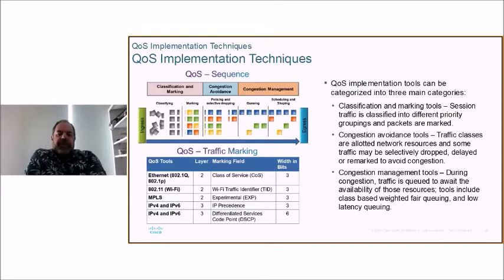Okay, implementation techniques. So the tools can be categorized into three main categories. So classification and marking tools. So session traffic is classified into different priority groupings and packets are marked. Then you've got congestion avoidance tools. So traffic classes are allotted network resources, and some traffic may be selectively dropped, delayed, or remarked to avoid congestion. Then you have congestion management tools. So when congestion happens, traffic is queued to await the availability of those resources. Tools include class-based weighted fair queuing and low latency queuing.